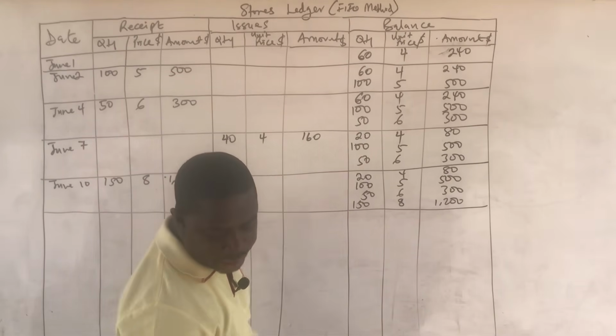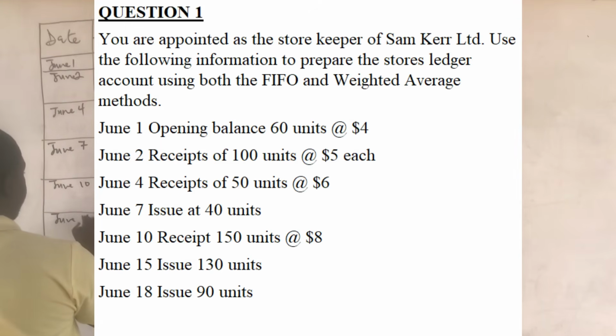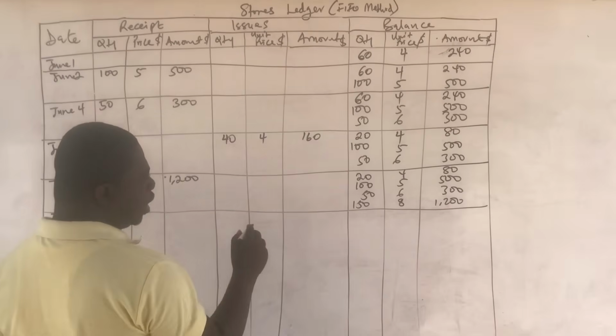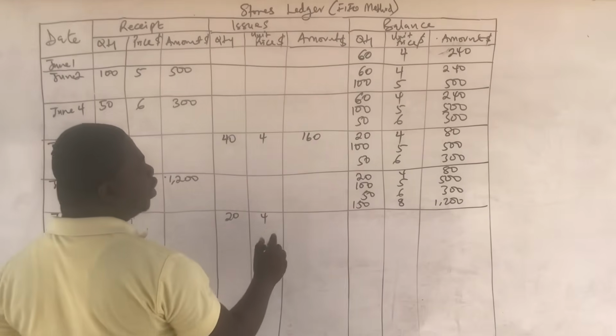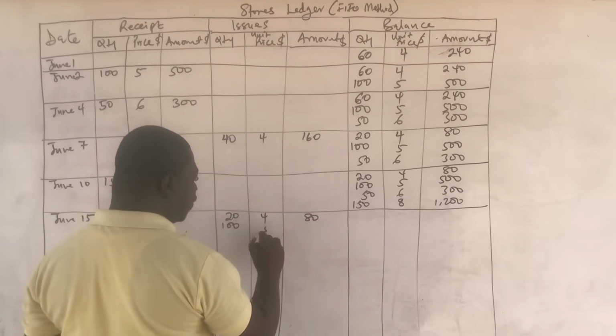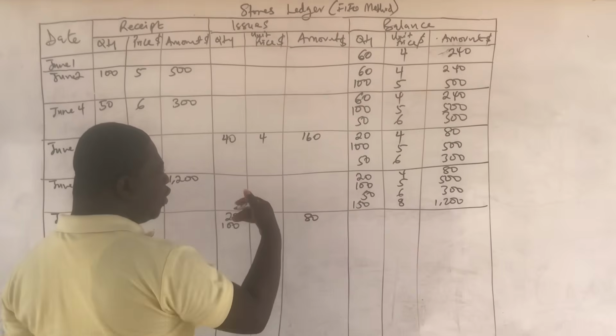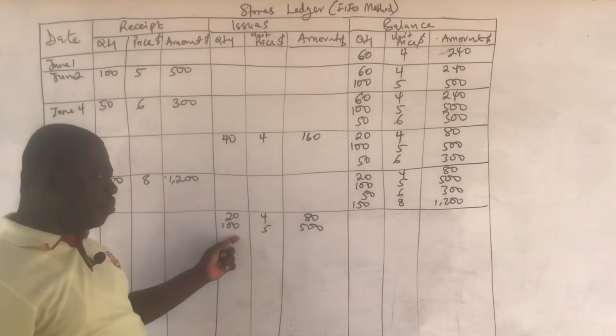So the date is on the 15th, June 15th. This is how I'll go by it. I'll first issue out the 20 at 4 under the issues column. Then I put my 80. Then I'll come to issue the 100 at 5. We still don't write that together. We do each of them separately. So 500 is gone. We still have 10 more to issue.